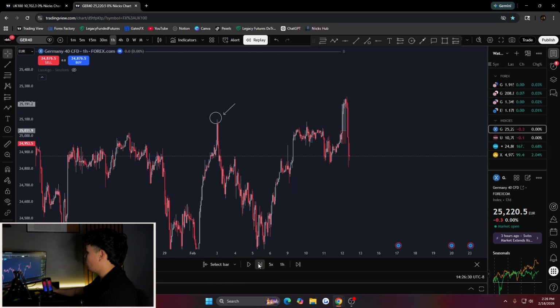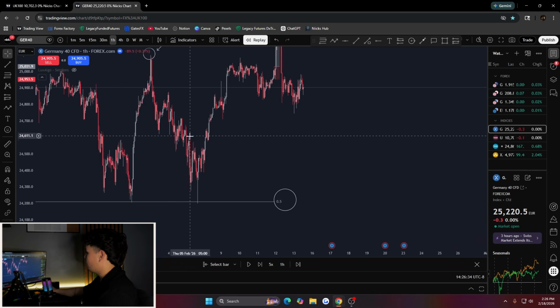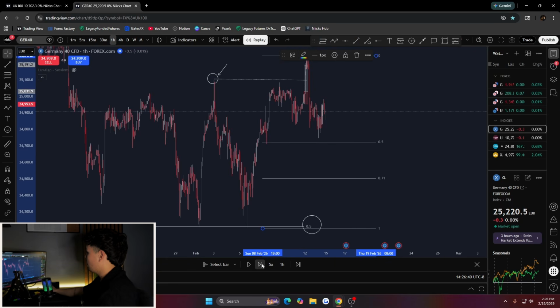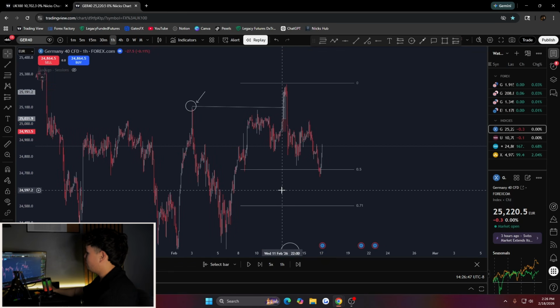Obviously, price may not go all the way up from here on out, but what did we see after? We saw price make that new 1-hour high. We saw price pull back. I'm pretty sure it hit the equilibrium. It may not have. There it is. And it pulled back. So again, we could have caught these sells back down to the downside.